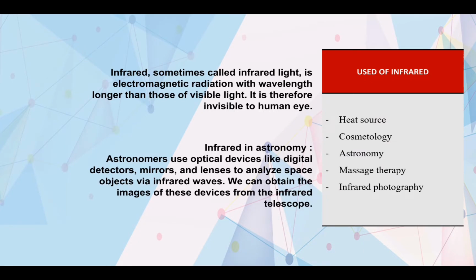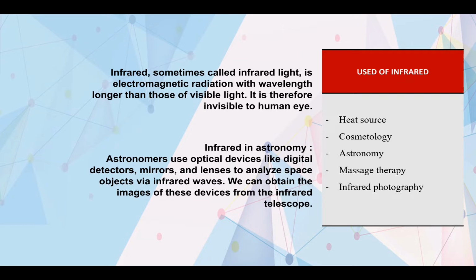Infrared, sometimes called infrared light, is electromagnetic radiation with wavelengths longer than those of visible light. It is therefore invisible to the human eye. Infrared is generally understood to encompass wavelengths from around 1 mm to the nominal red edge of the visible spectrum, around 700 nanometers. Infrared is used for heat sources, cosmetology, astronomy, massage therapy, and infrared photography.